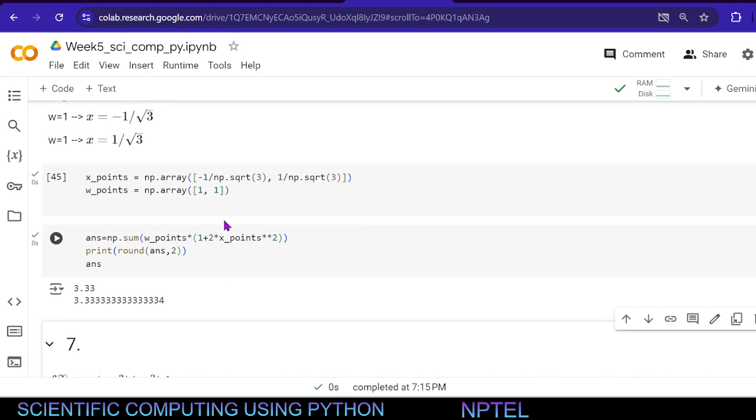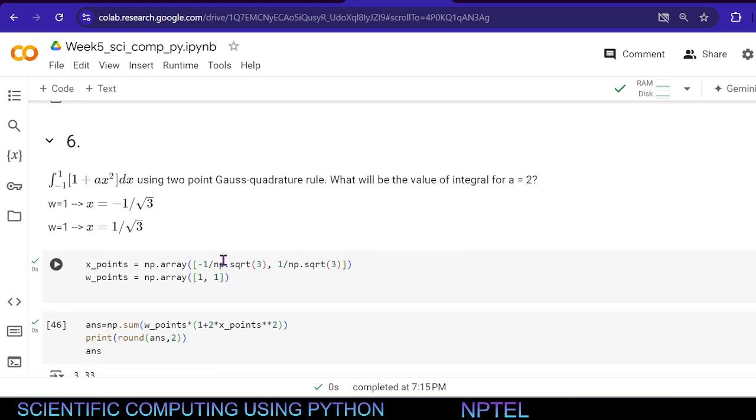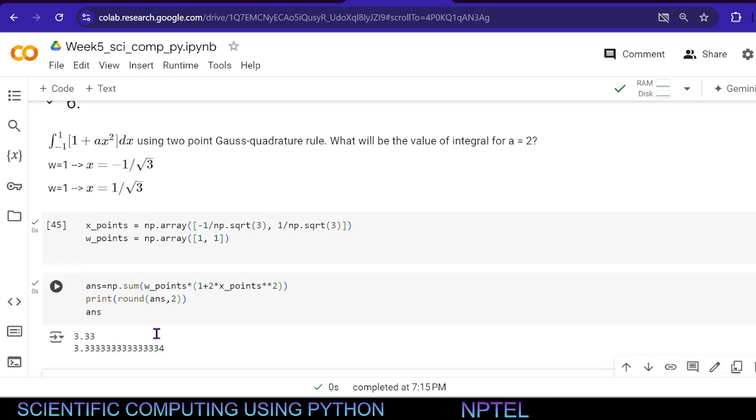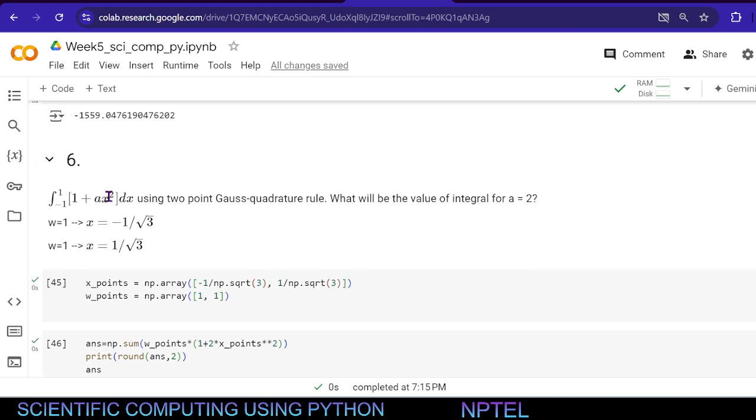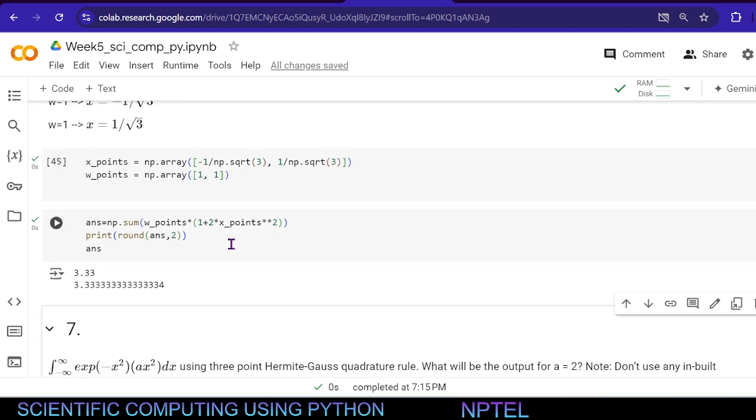So let's see, it gives 3.33, which means the real answer has to be 10 over 3, which you can easily check, right? It's going to be x plus 2x cubed by 3. So it will be 2 times (1 plus 1 by 3), which is 2 times 4 by 3... 2 times 5 by 3, which is 10 by 3. I will not insult you by carrying out this integration. I'm sure you can do it, and it will be 10 by 3.